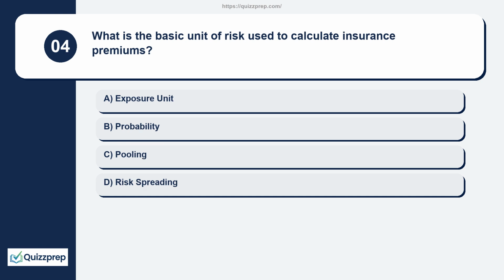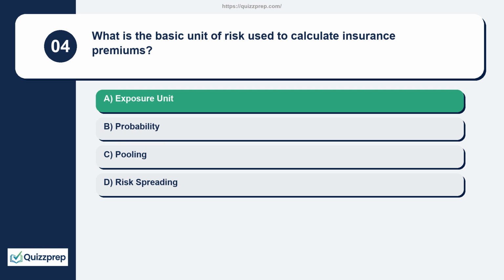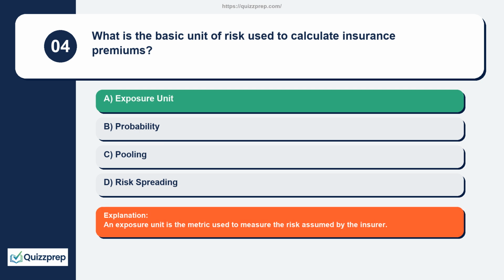Question 4. What is the basic unit of risk used to calculate insurance premiums? Exposure unit. Probability. Pooling. Risk spreading. An exposure unit is the metric used to measure the risk assumed by the insurer.